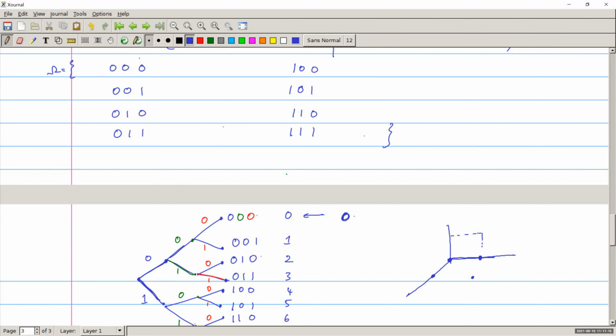Now this is a cube in 3 dimensions. Each axis, you start with 0. This is the x-axis, y-axis, and z-axis. One axis for each coin toss.